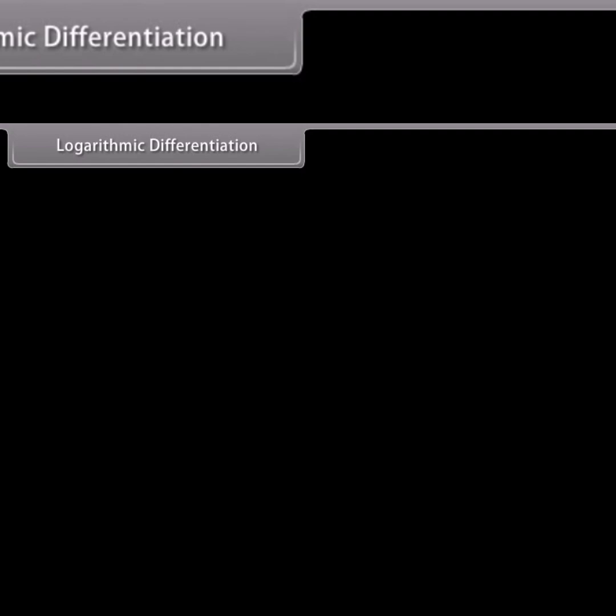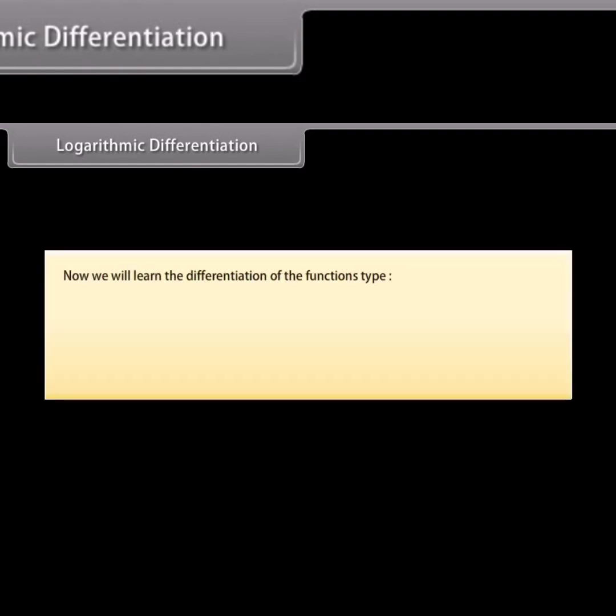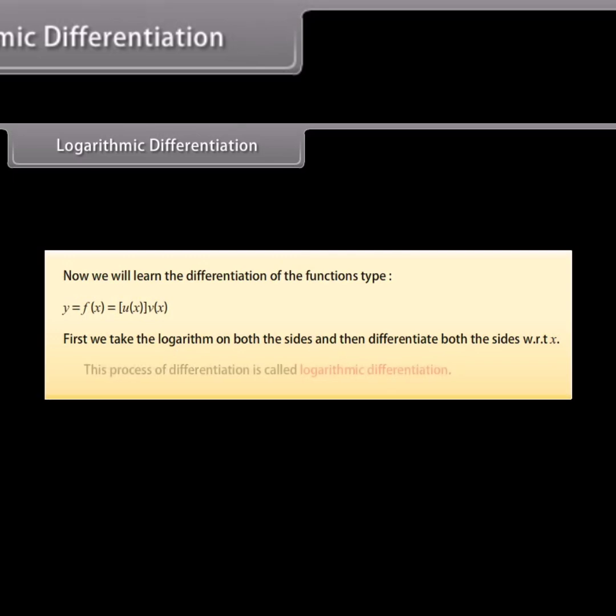Logarithmic differentiation. Now we will learn the differentiation of functions of the type y is equal to f of x is equal to u of x raised to the power v of x. First, we take the logarithm on both sides and then differentiate both sides with respect to x. This process of differentiation is called logarithmic differentiation.